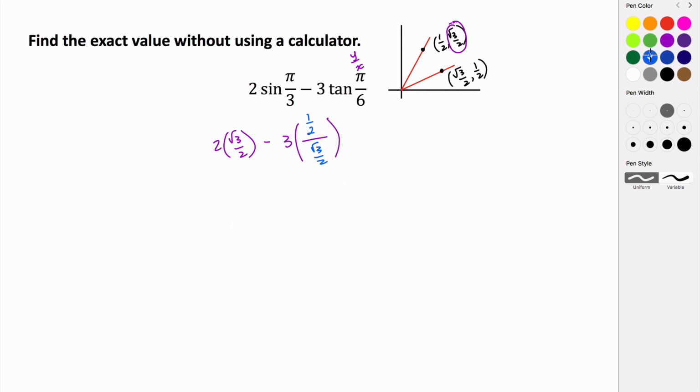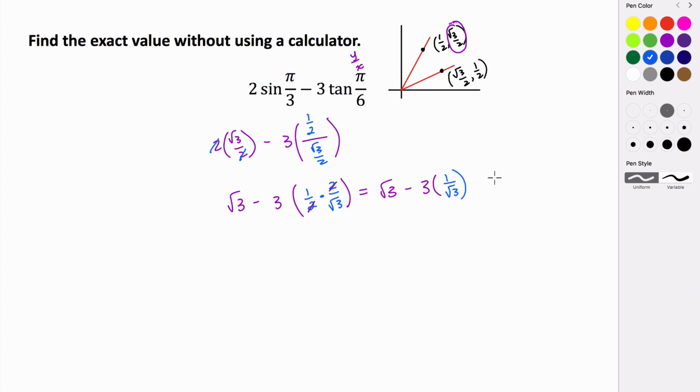So we can take this product, and we know that 2 times divided by 2, that's going to cancel. So we're left with the square root of 3 here. And then it's minus 3 times. Now, if you recall, when you divide a fraction by a fraction, we keep the numerator as is, so it stays 1/2. And then we multiply by the reciprocal of the denominator. So it's going to be 2 over rad 3. Now again, the 2's will cancel, and we're left with the square root of 3 minus 3 times 1 over rad 3. So we have 1 over rad 3 here.